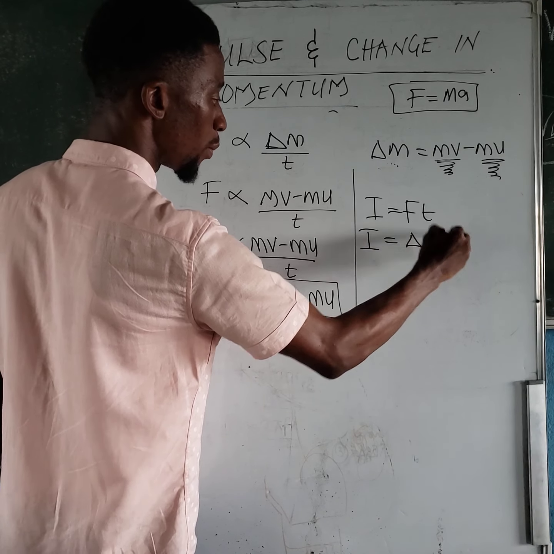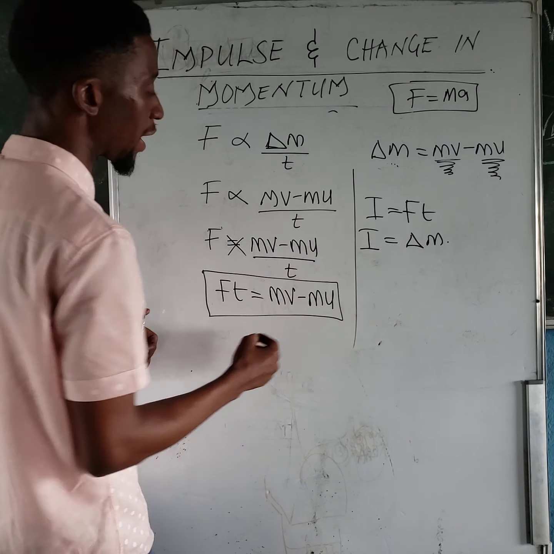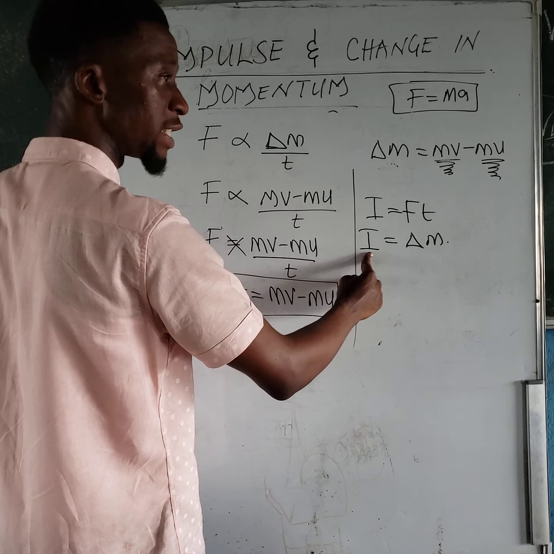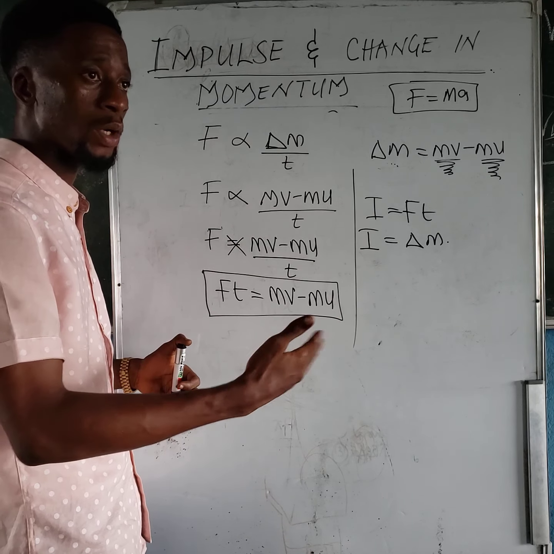So generally we can say again that impulse I is equal to change in momentum. So if we look at this, we know now that we can relate change in momentum and still call it impulse, depending on the question, depending on the provided parameters.